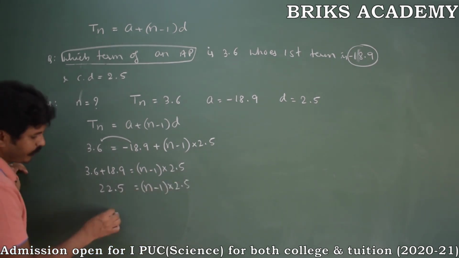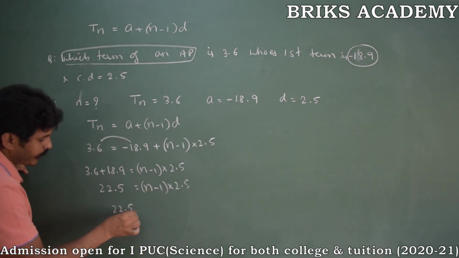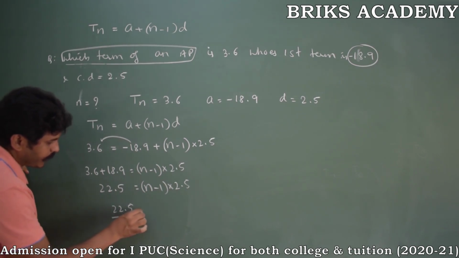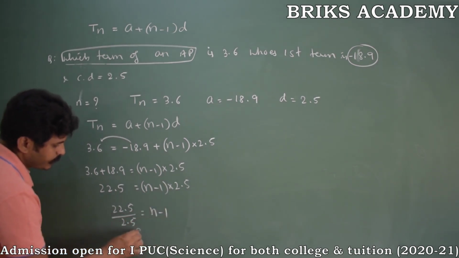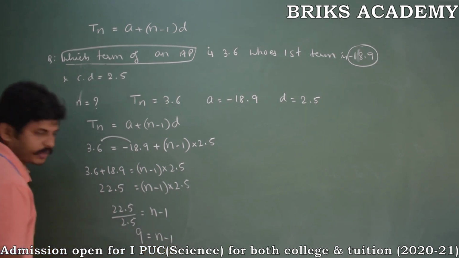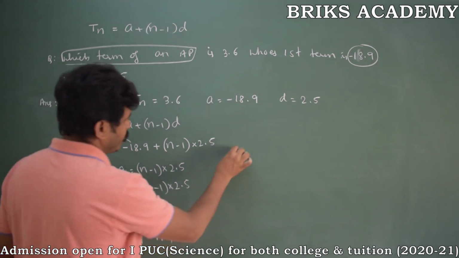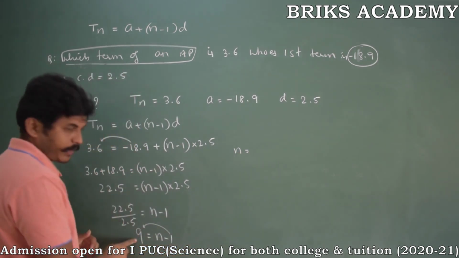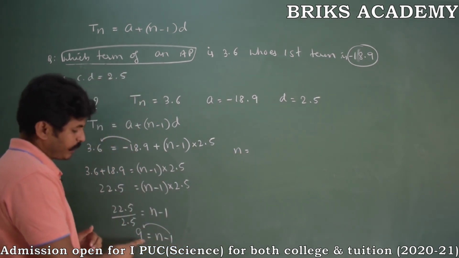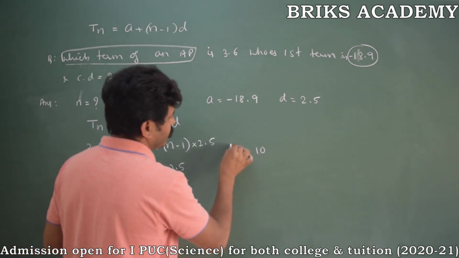Now if I take 2.5 this side, 22.5 divided by 2.5, how much is it? 9. This is 9 equal to n minus 1. If I take minus 1 this side, it becomes plus 1. 9 plus 1, 10. n equal to 10.